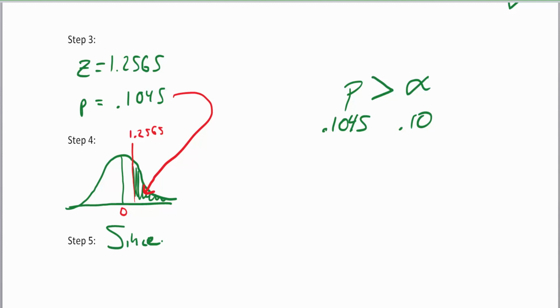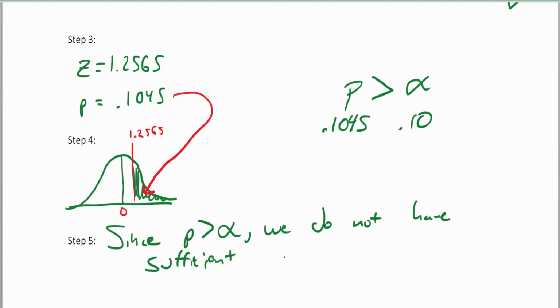So since the p is greater than alpha, we do not have sufficient evidence to reject the null hypothesis.